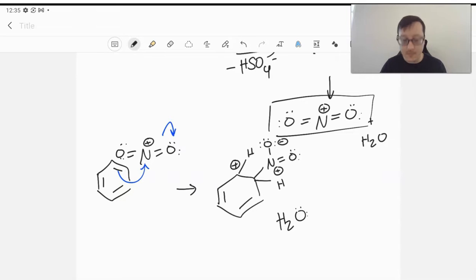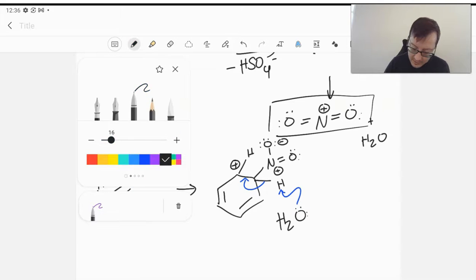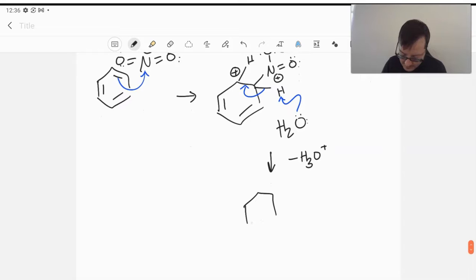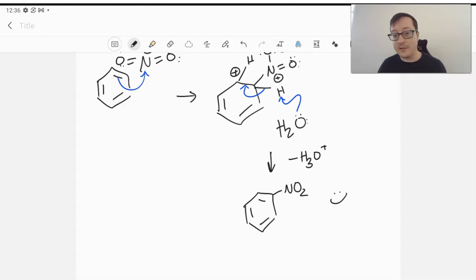Our dear friend water comes in. Water is a much stronger base than bisulfate is. And so our water comes in, grabs that proton, and we're going to close back down our benzene, restoring aromaticity. We're going to make hydronium, and we will have nitrated our benzene. Ta-da! And so we can install a nitro group as well. What's very useful about this, though, is that there's something we can do now that it's a nitro group.